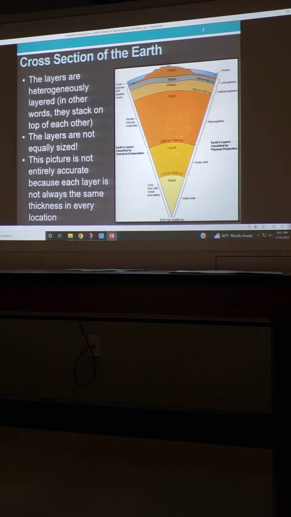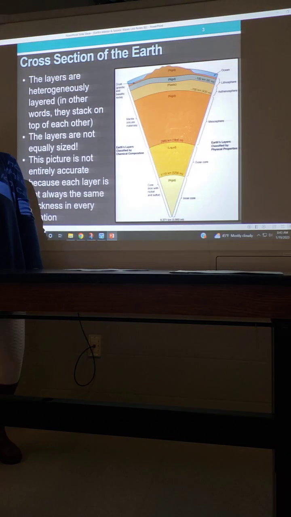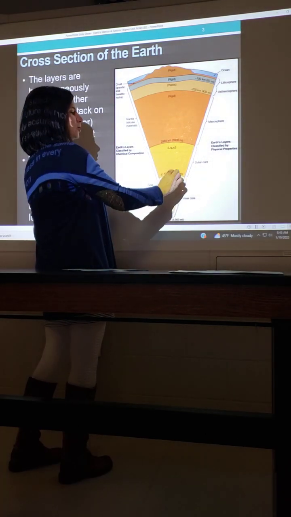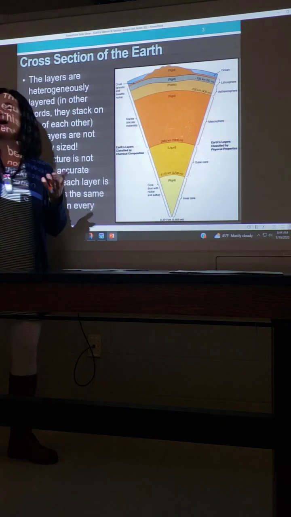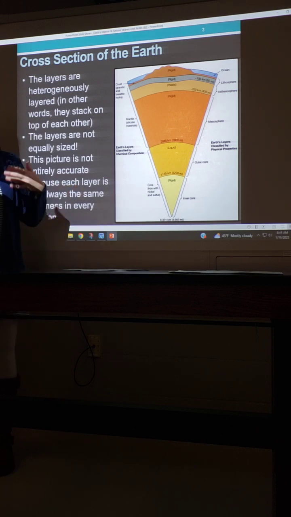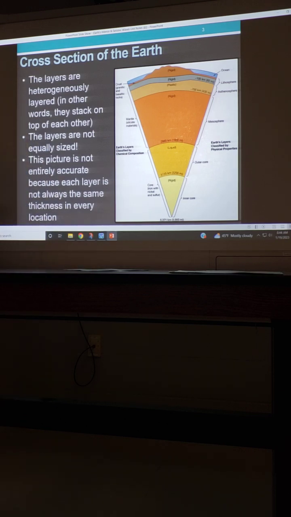A lot of times our models or our pictures are going to be a little bit inaccurate. They make it look like there's a perfect little line where I'm crossing into the inner core, or crossing into the mesosphere. Obviously, it's not quite that perfect in real life. Sometimes it's oversimplified just to make it easier for us to get an idea of what's going on. But understand, it's not a perfect line where you cross into the next layer.